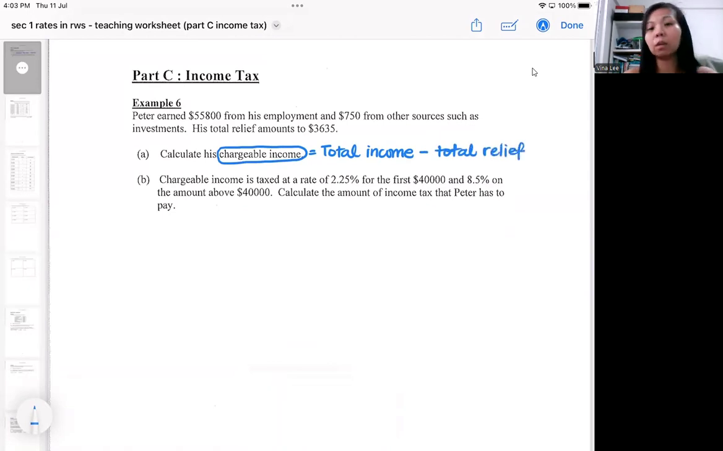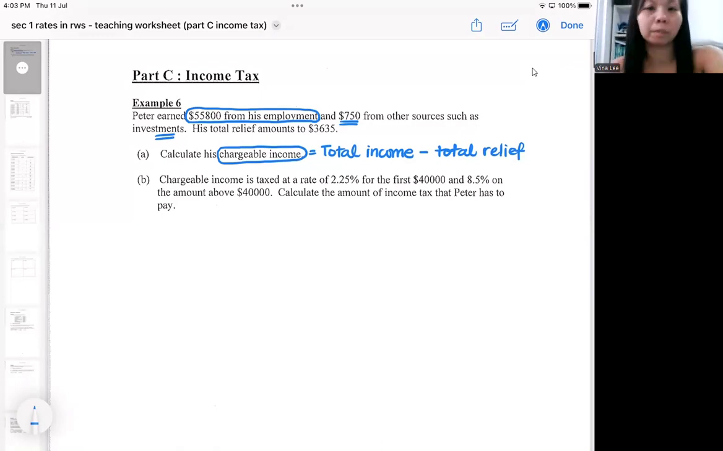It's quite easy to understand total income. Total income is what you earn, how much you earn. For example, this person here in this example, Peter, has a full day job. The full day job gives him 55,800 a year. But then he also earns other income, like investment. So basically he has more than one source of income. That means whatever he earns is not just from his day job. He also earns from investment.